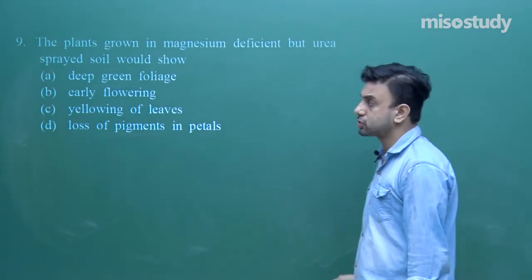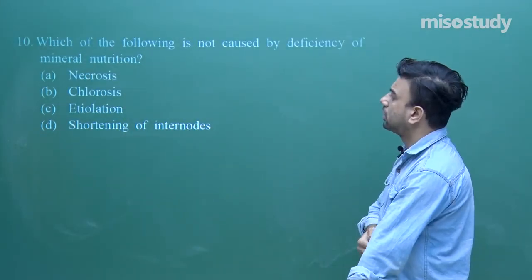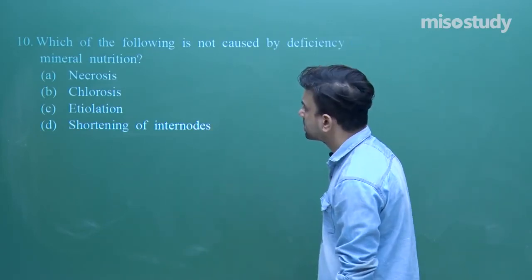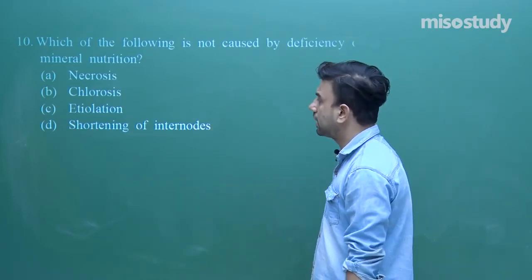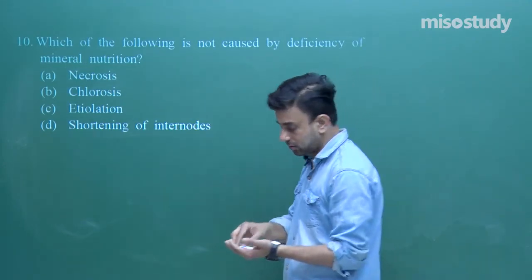Moving on to the next question. Which of the following is not caused by deficiency of mineral nutrition? Necrosis, chlorosis, etiolation, and shortening of the internodes.